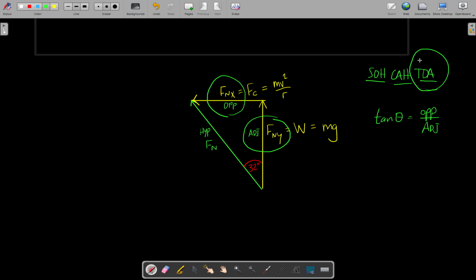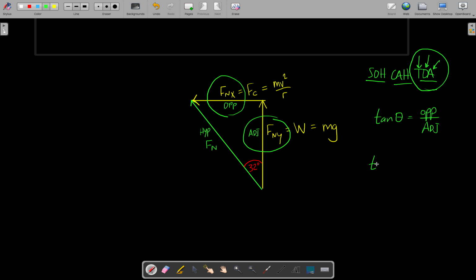Just a little recap. The first letter represents the trigonometry function with the angle. The second letter represents whatever is in the numerator. The third letter represents whatever is in the denominator. Okay, all right, so now that we have our equation set, let's go ahead and do some substitutions.